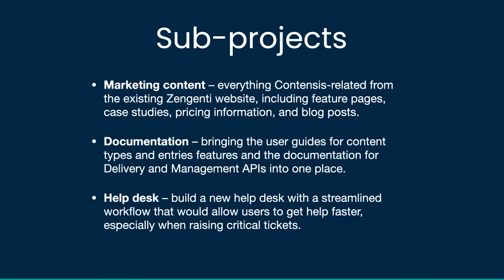The first one was what we thought of as marketing content. So everything Contensis related from the existing Zengenti site, such as feature pages, case studies, the pricing page, and blog posts. And then we had the documentation, which was bringing over the user guides that were relevant to content types and entries features from ZenHub, and then combining those with the documentation in Gitbooks for the delivery and management APIs.